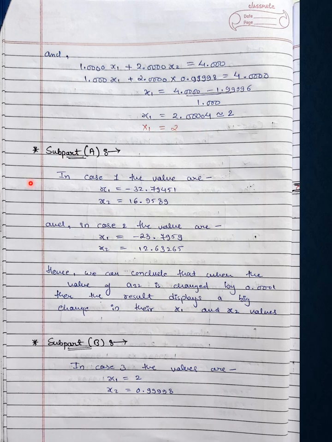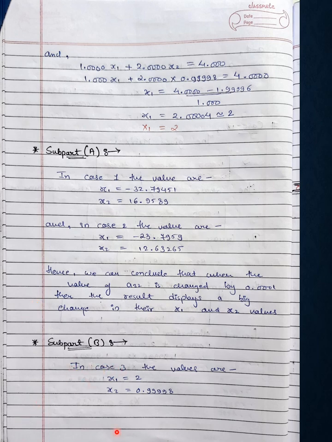Now the first subpart of the question: in case 1, the values are x1 equals minus 32.79451 and x2 is 16.9589. And in case 2, the values are x1 equals minus 23.795 and x2 is 12.63265. Hence we can conclude that when the value of A22 is changed by 0.0001, the result displays a big change in the x1 and x2 values.